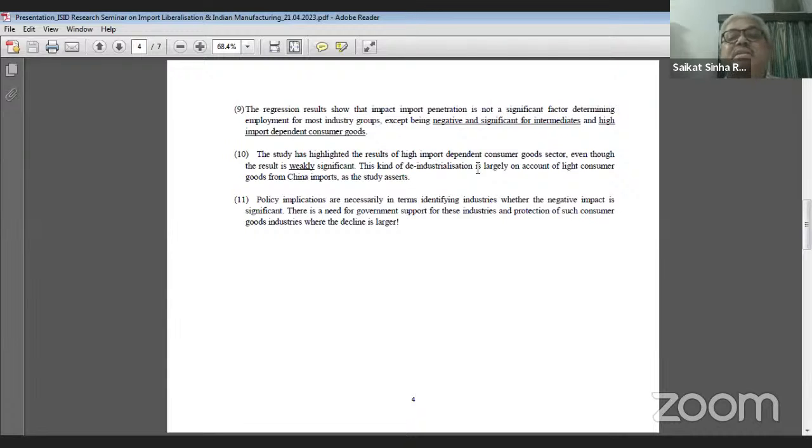This kind of deindustrialization is largely on account of light consumer goods imports from China, as the study asserts. Policy implications are necessarily in terms of identifying industries where the negative impact is significant. There is a need for government support for these industries and protection of such consumer goods industries where the decline is larger.